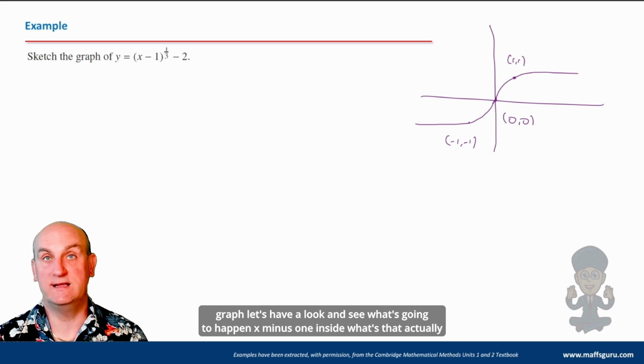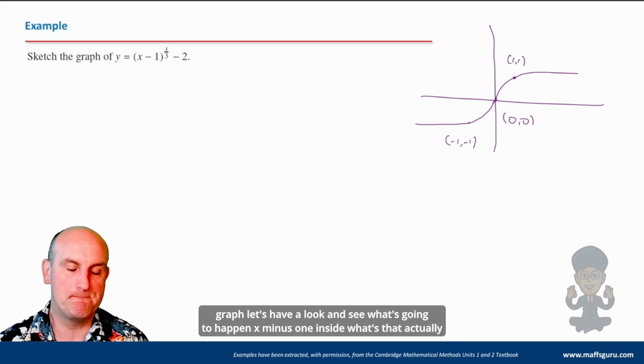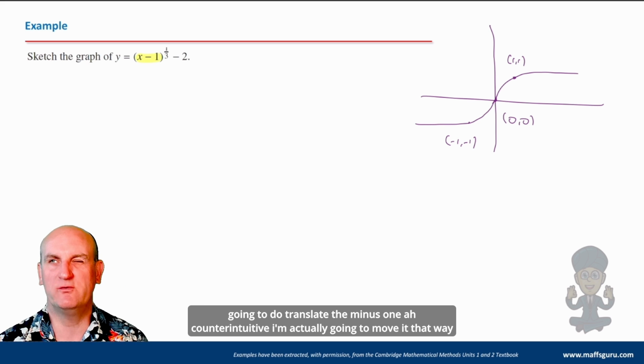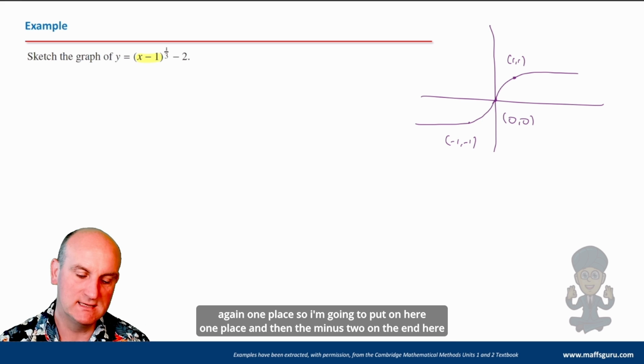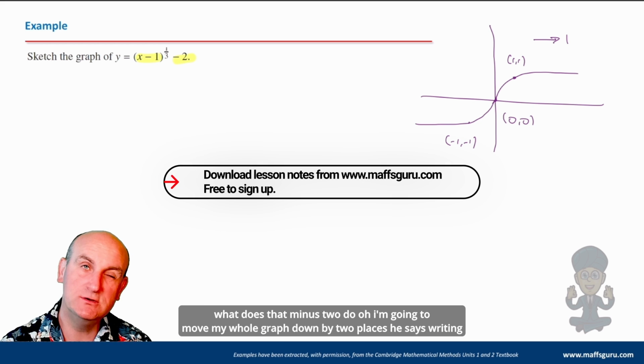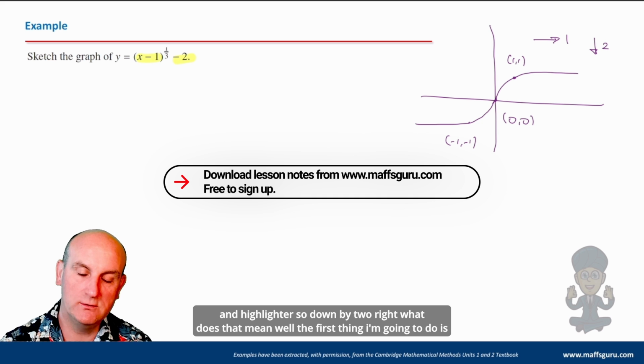There's my base graph. Let's see what's going to happen. The x minus 1 inside, what's that actually going to do? It translates by minus 1? Ah, counterintuitive. I'm actually going to move it that way, one place. So I'm going to put on here one place, and then the minus 2 on the end. What does that minus 2 do? I'm going to move my whole graph down by 2 places, he says, writing in highlighter. So down by 2.